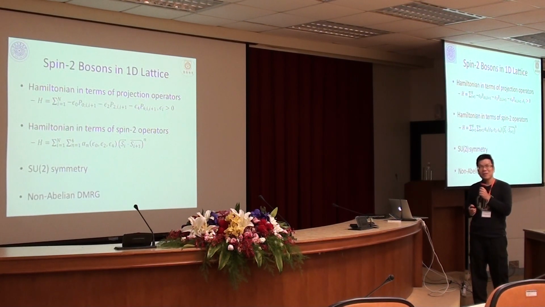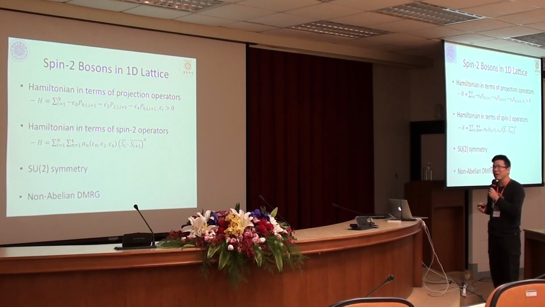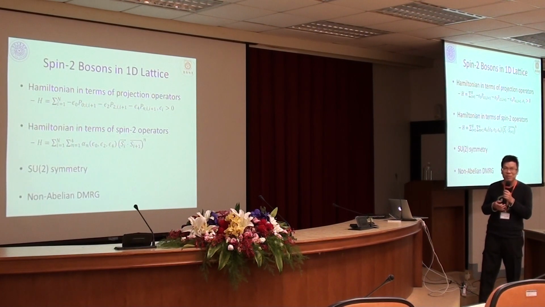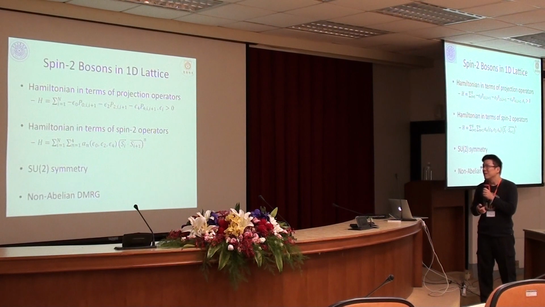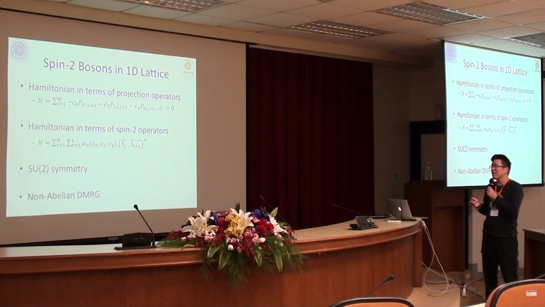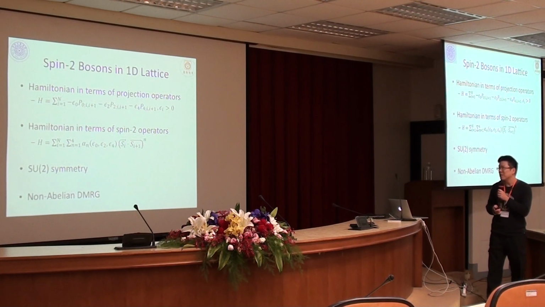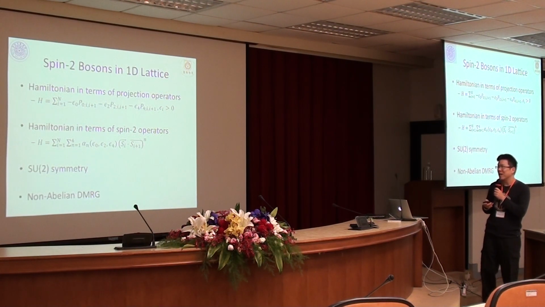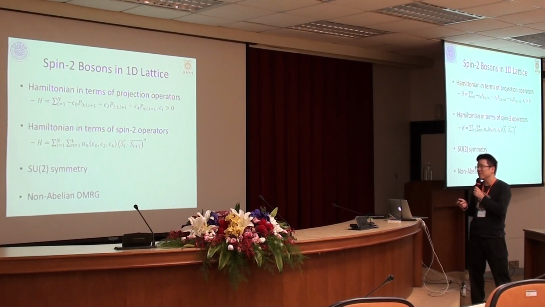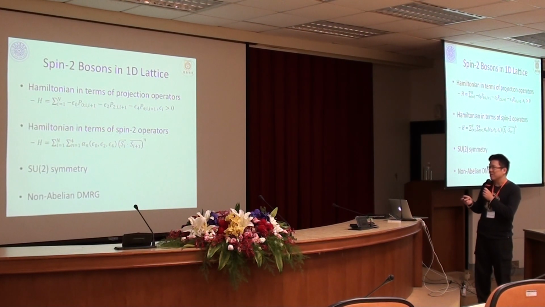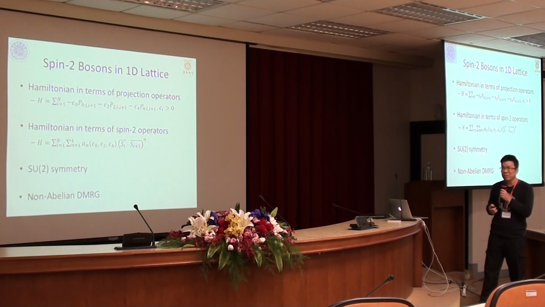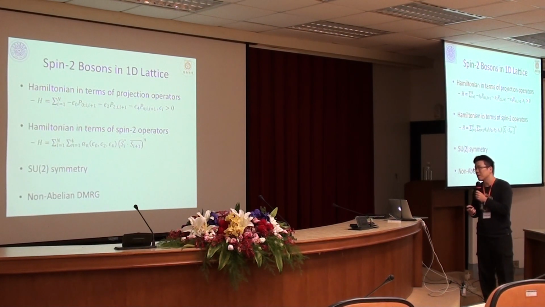So supposedly you have a spin 2 boson, and because we are going to use DMRG, we're limited. We want to concentrate on a 1D lattice. So in this case, if you consider a spin 2 boson, and also you consider the case of basically one particle per site, then you can write your Hamiltonian in terms of projection operators. Okay. And those coefficients epsilon 0, epsilon 2, and epsilon 4 are related to the scattering length of your boson.